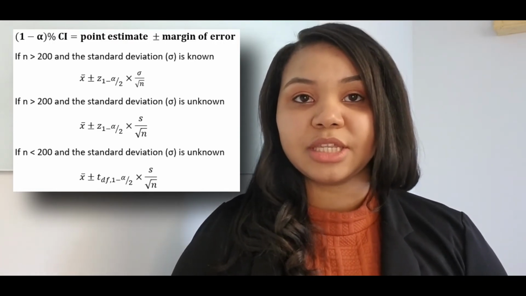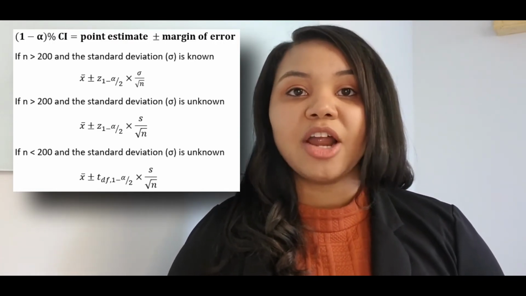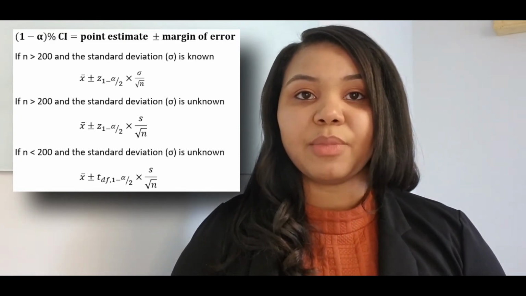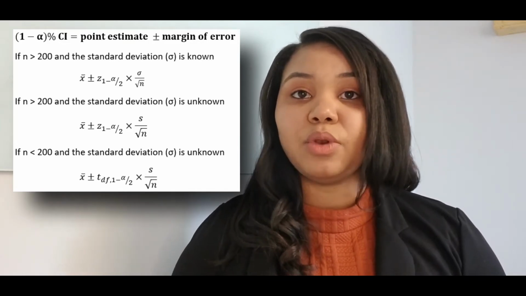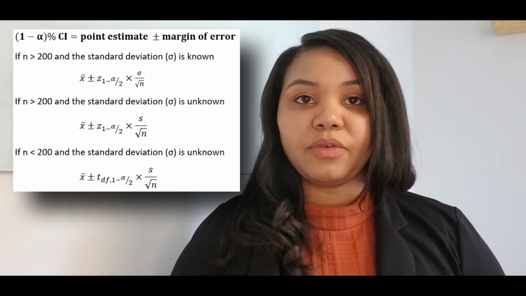When the population standard deviation or sigma is known, our standard error will be sigma divided by the square root of n. When the population standard deviation or sigma is unknown, we will use the sample standard deviation to calculate the standard error.